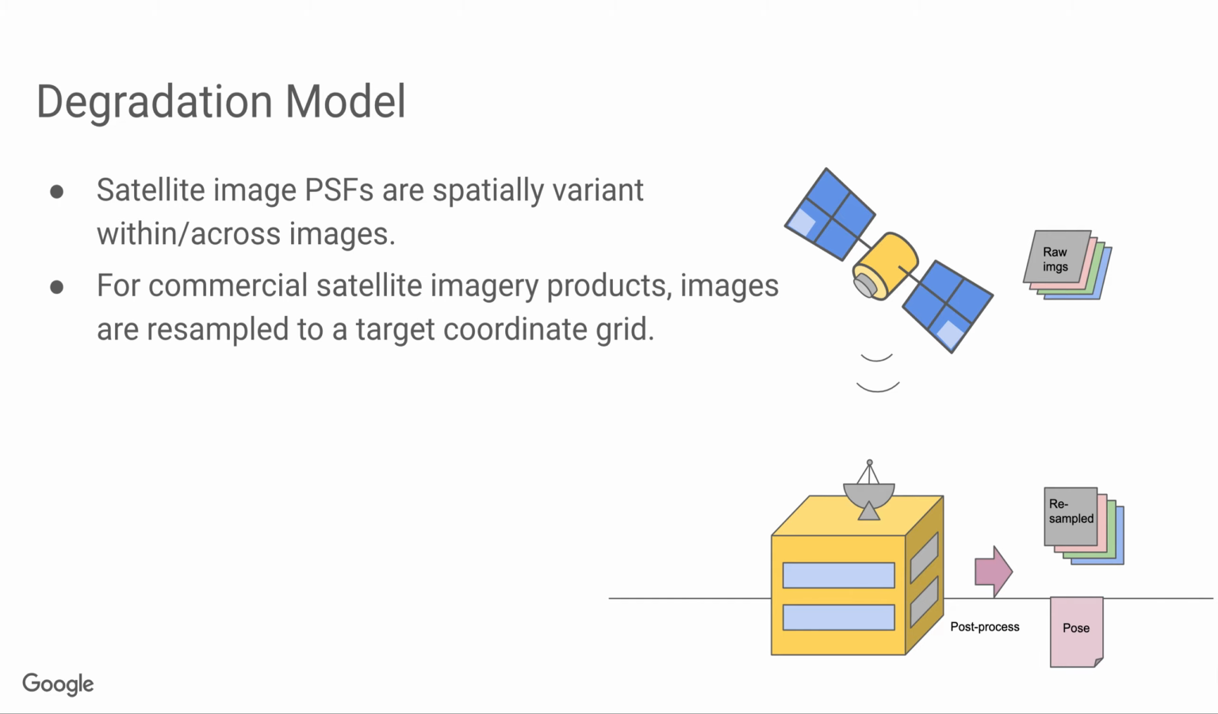Secondly, according to some documents from the image providers, commercial satellite imagery products are not in the native sensor coordinate system. They are resampled in order to align with their pose model, which can explain the kernel we found from the noise. That could be a resampling kernel.